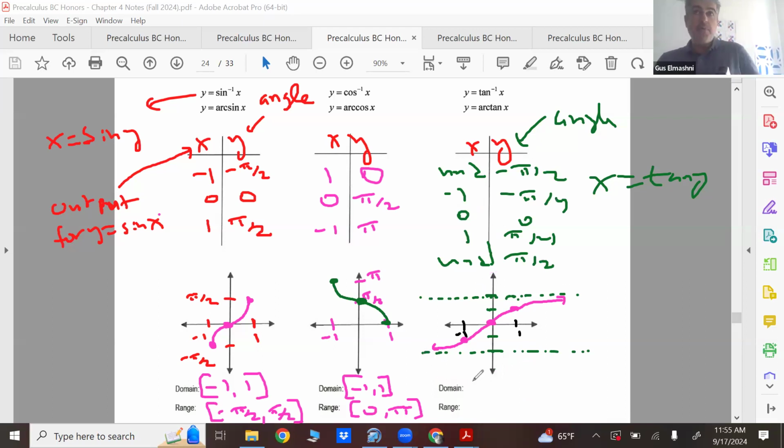Domain, all real numbers, because remember the range is all real for tangent, so it's reversed here. And my range is from negative pi over 2 to pi over 2, non-inclusive.